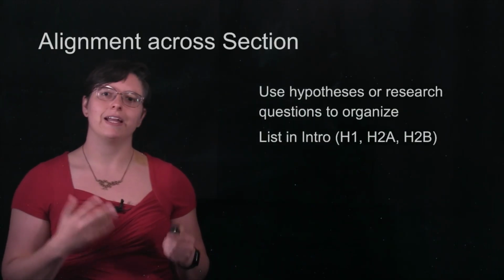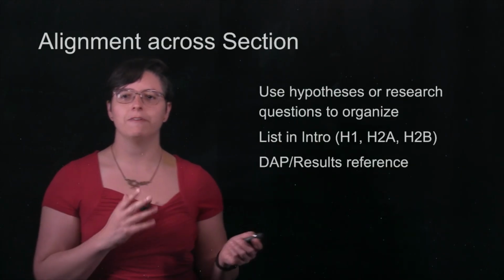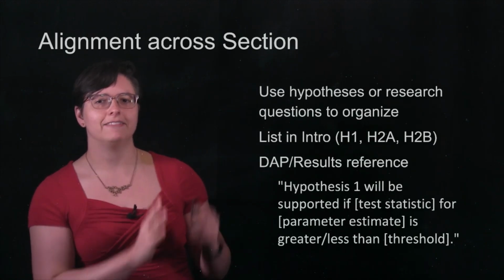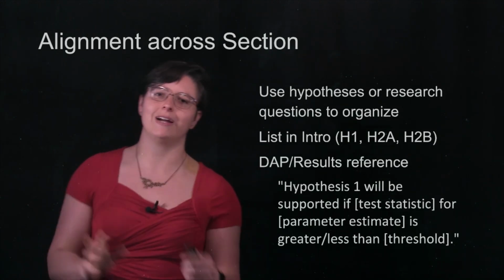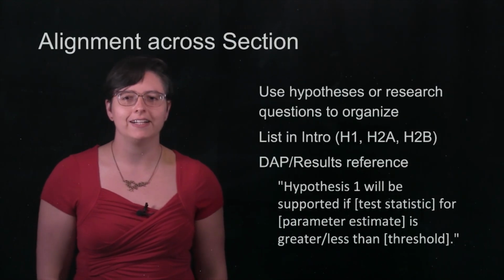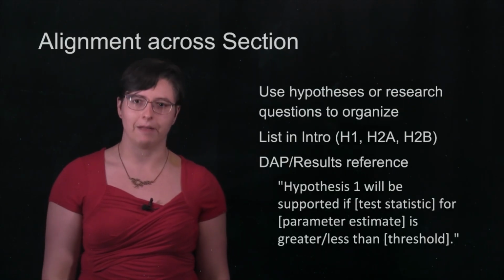Then, in the analysis plan or the results, you would reference back to those hypotheses. For example, you might say something like, hypothesis 1 will be supported if this test statistic for this parameter estimate is greater or less than some threshold. And you may also want to be very explicit about what evidence would support or refute your hypothesis.